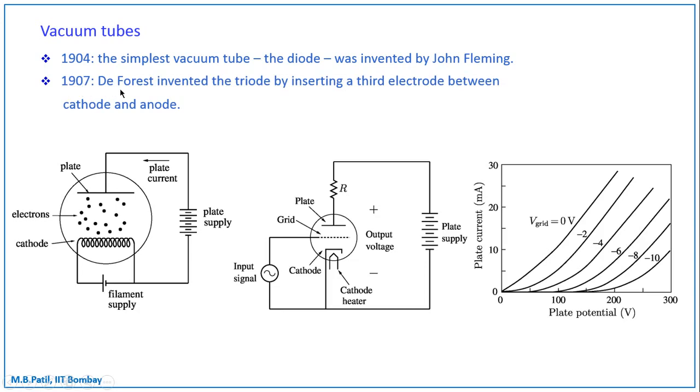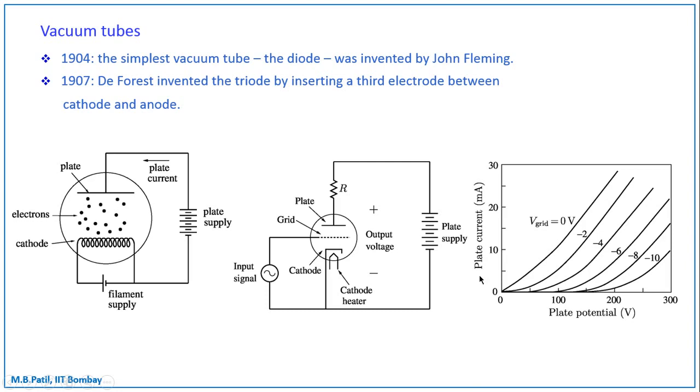In 1907, De Forest invented the triode by inserting a third electrode between cathode and anode. Here is the schematic diagram, and this is the third electrode called grid. The way this device works is that the cathode emits electrons as it did in the diode, and the plate is positively biased. So the electrons emitted by the cathode get attracted to the plate, and that is how we have a plate current. Now the grid electrode is biased with a negative voltage, and therefore it repels these electrons, and therefore that causes a reduction in the plate current.